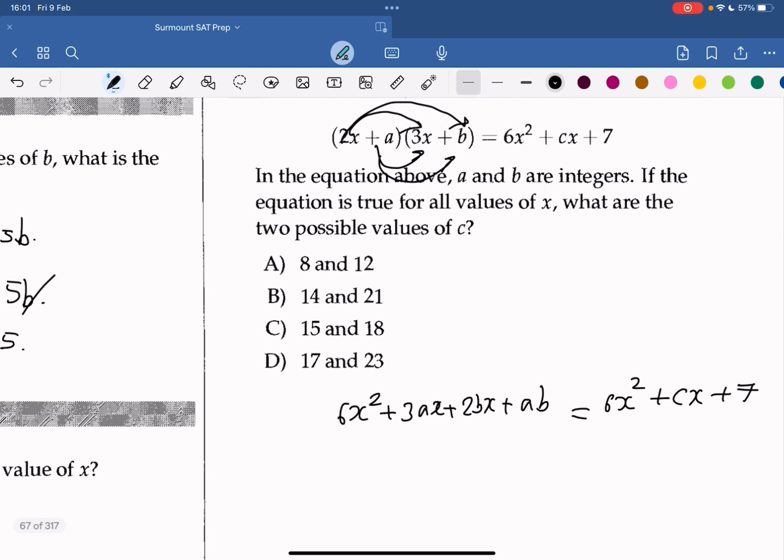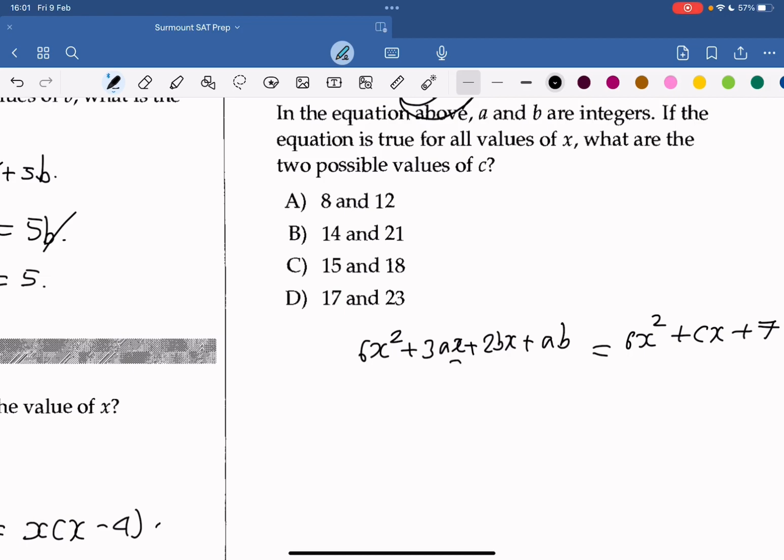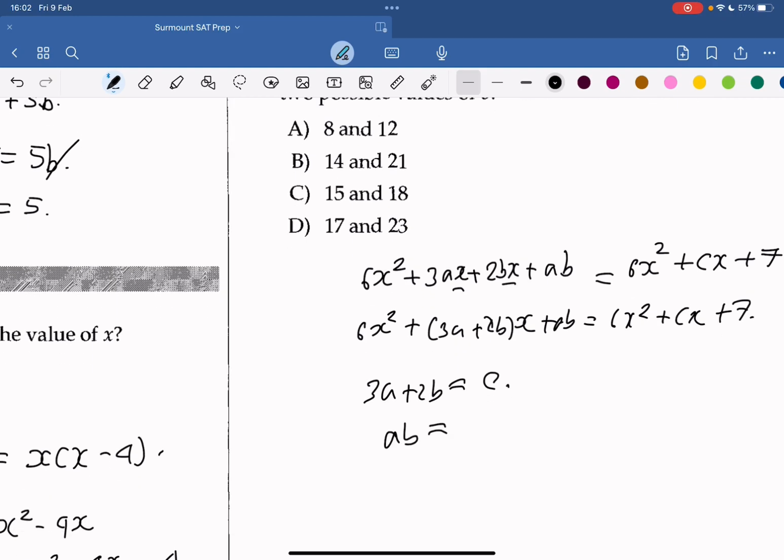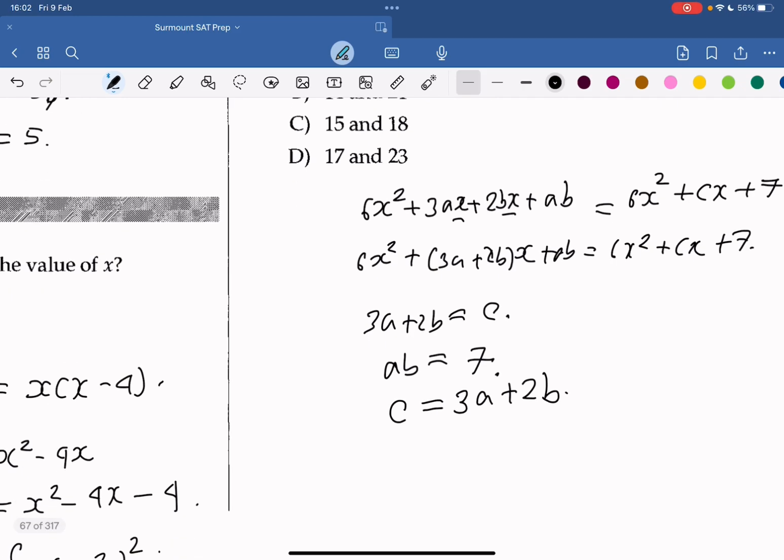And like we did before, what we can do is simplify this equation as 6x squared plus (3a plus 2b), and they both share an x, plus ab is equal to 6x squared plus cx plus 7. And we can see that 3a plus 2b must be equal to c, and ab is equal to 7. And we know that c is equal to 3a plus 2b, which in this case would be 3 times 7 plus 2 times 1, and that will be equal to 23.